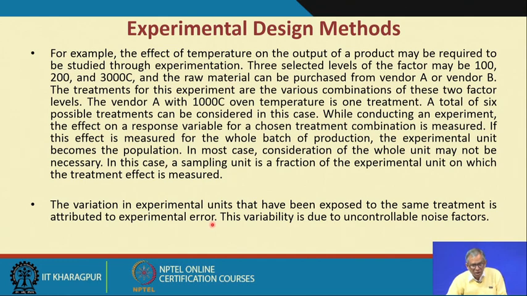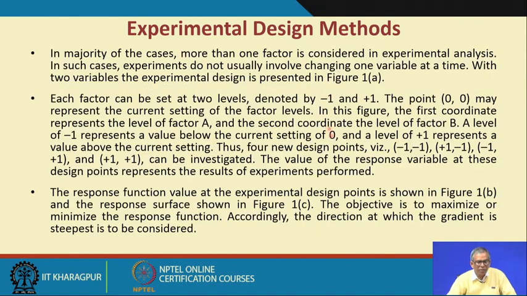Is it okay? So, this variability is due to uncontrollable noise factors. If you conclude like this, you say yes, error is acceptable, but if you cannot conclude like this, that means you have to improve the design methods. Okay. So, in the majority of cases, more than one factor is considered in experimental analysis. In such cases, experiments do not usually involve changing one variable at a time. With two variables, the experimental design is presented.